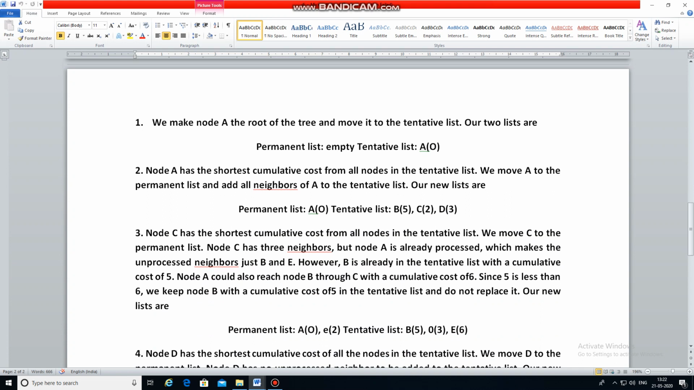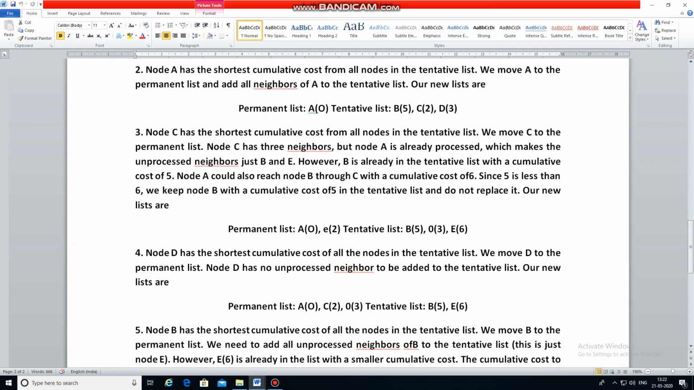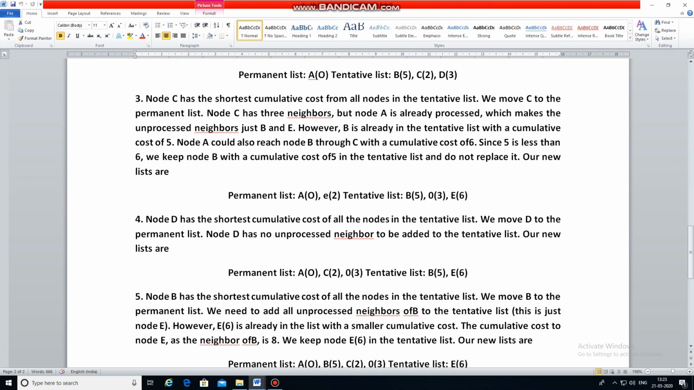We make node A the root of the tree and move it to the tentative list, right? Then to A, B, C, D are connected and we take the weightages. Now we move C to the permanent list and still B and D are in the tentative list. Now we add E to the tentative list because E is directly connected to C. Now what we do? B, sorry, B, then D, then E are in the tentative list.